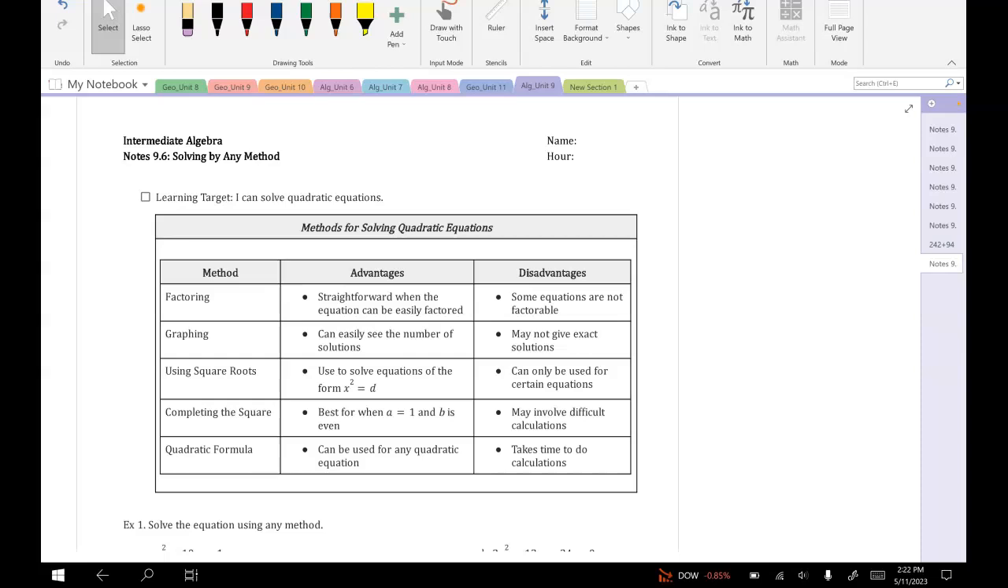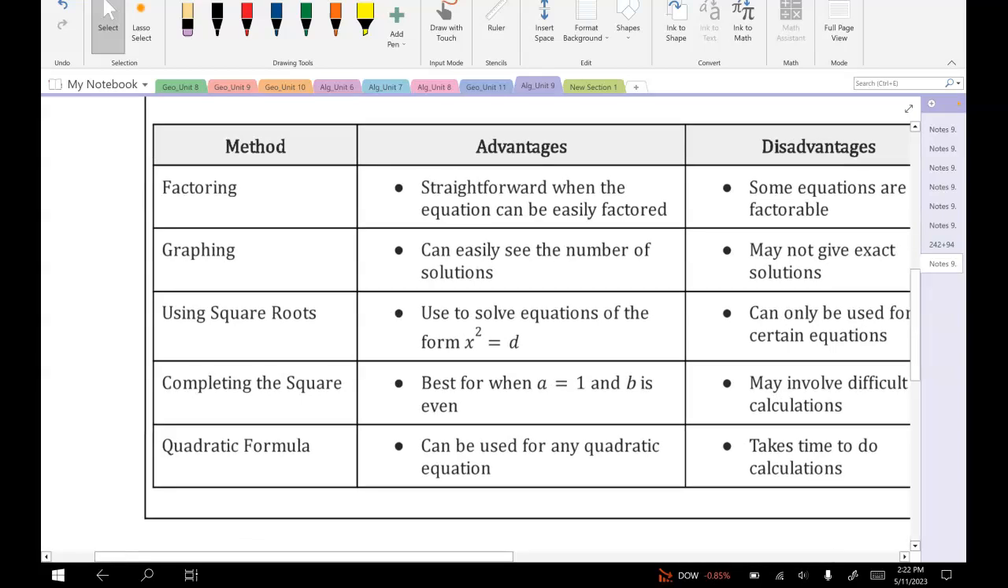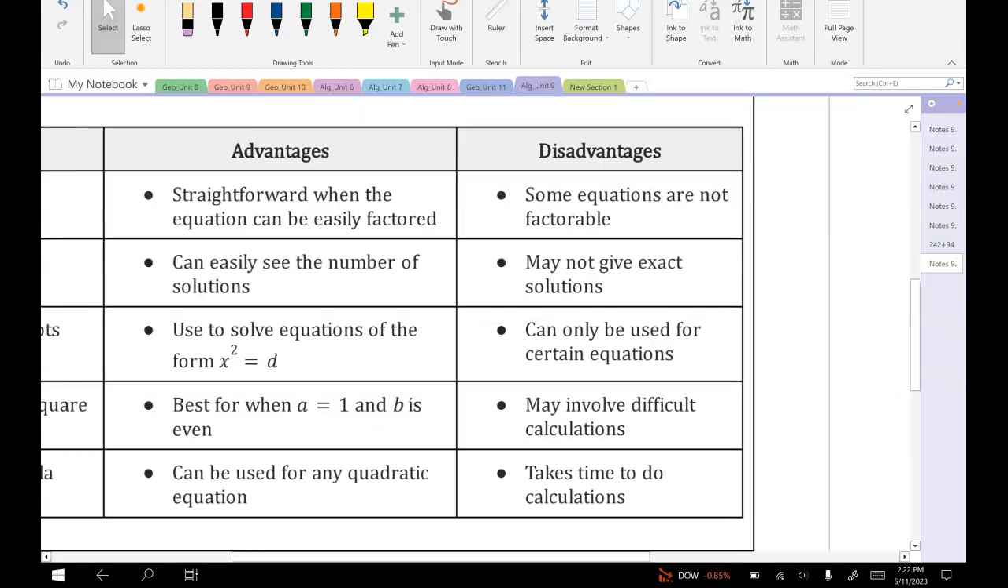So the methods that we learned so far this year, and all of this has happened in the last month and a half: factoring, graphing, using square roots, completing the square, and quadratic formula. We'll go down the list one by one and talk about the pros and cons of each, and when to use them and when not to use them. So let's start with factoring.